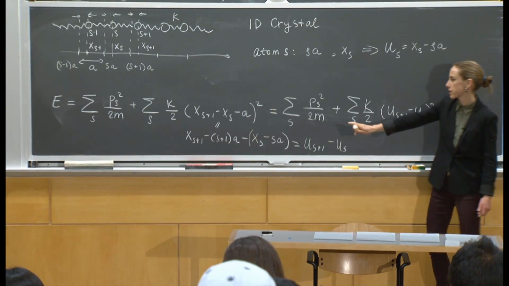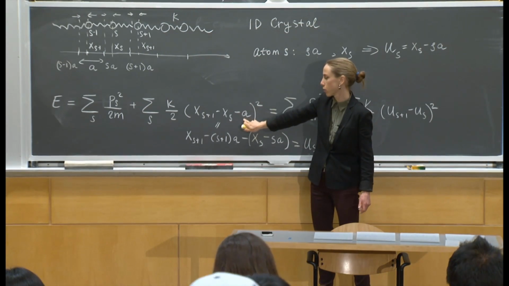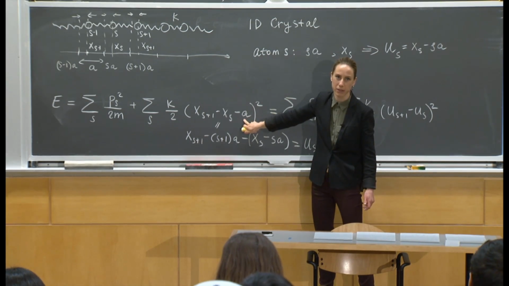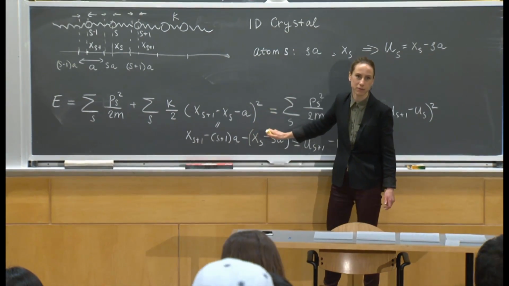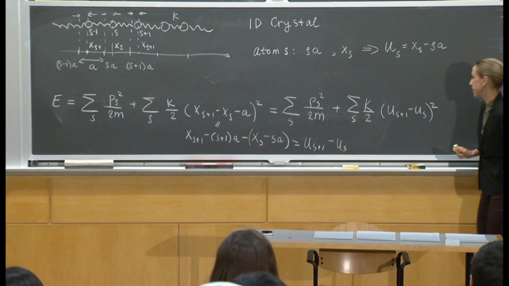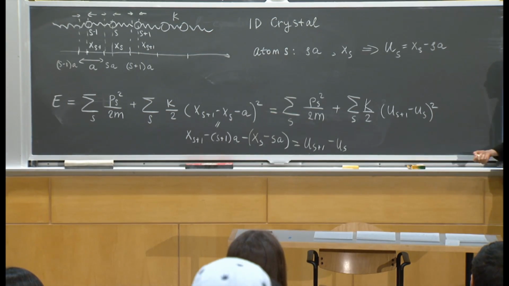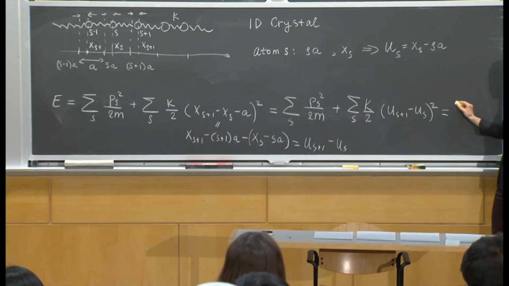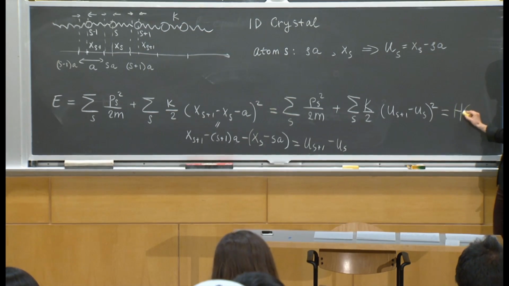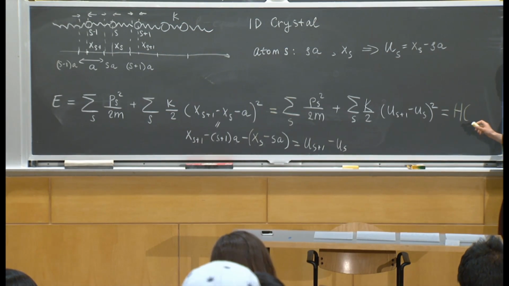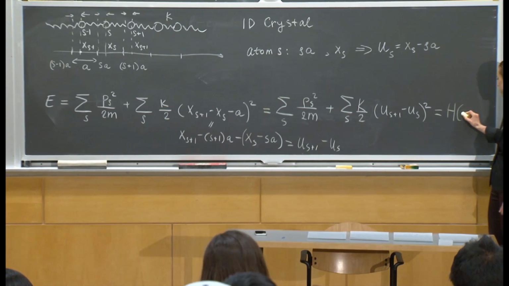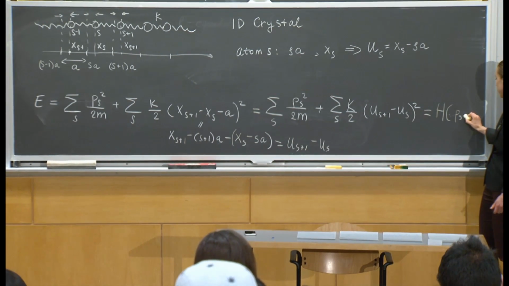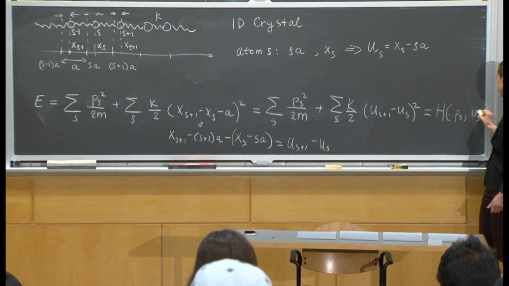So here I just basically rewrote this a as s plus 1 a minus sa. That's all I did. Okay, so we have a Hamiltonian. And so this is energy, which means this is also Hamiltonian. And our Hamiltonian is now totally giant and a function of all the different momenta and all the different displacements.